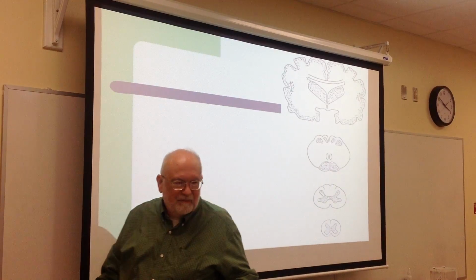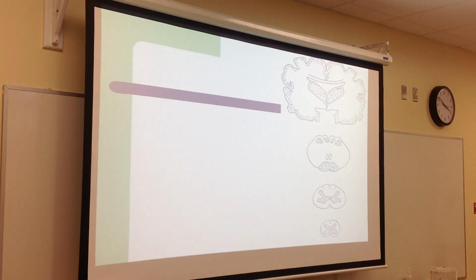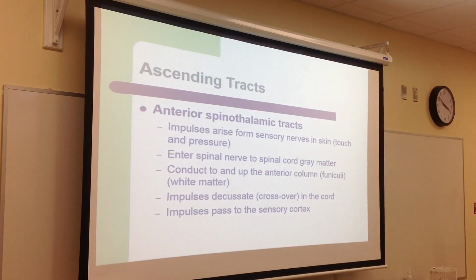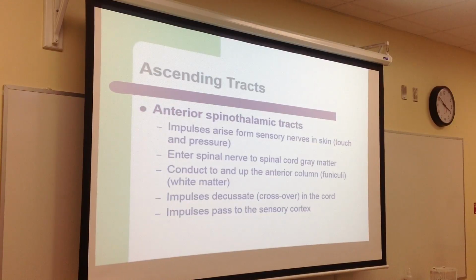All right. Now, let's take a look at some example tracks and see how easy these are. Let's look at some ascending tracks first. Now, we have two that we want to look at. Oh, we're in good shape on time. Two that we want to look at. First one, an anterior spinothalamic tract. Anterior spinothalamic.